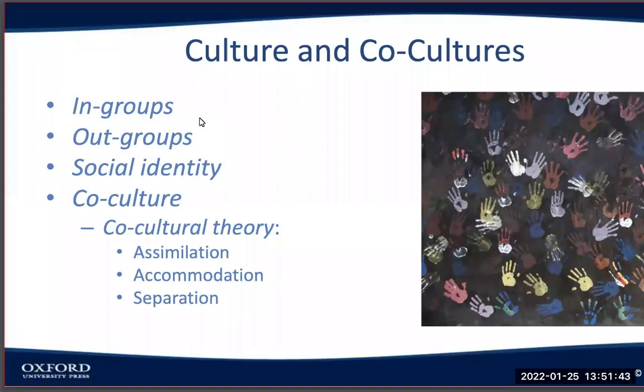Co-culture involves the perception of membership in a group that is part of an encompassing culture. Examples of this can include age, race, ethnicity, geographic region, and so on. Members of co-cultures develop unique patterns of communication and connection within their community. In co-cultural theory, there are 3 strategies for communicators. We have assimilation, accommodation, and separation.